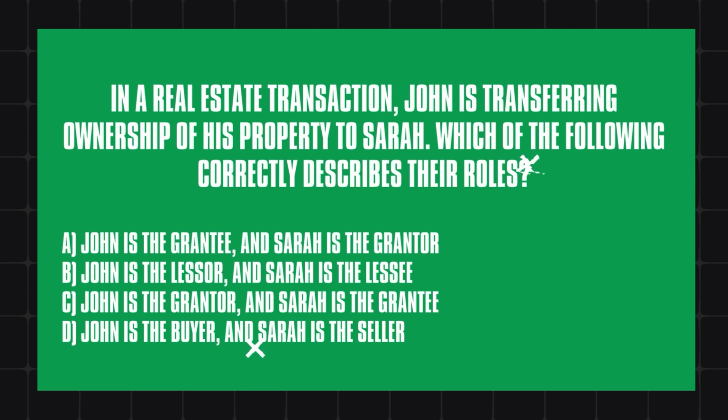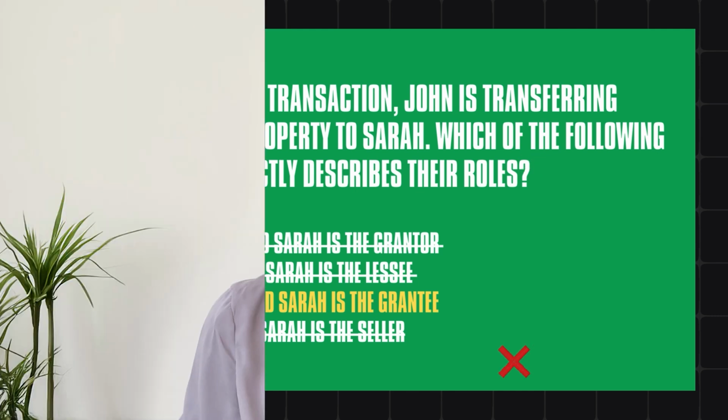John is the grantee and Sarah is the grantor. John is the lessor and Sarah is the lessee. John is the grantor and Sarah is the grantee. Or John is the buyer and Sarah is the seller. We know that John is a giver because he is transferring the property, which makes him the grantor. And since Sarah is receiving the property, she is the grantee. The correct answer is C. And just like that, the question is answered.